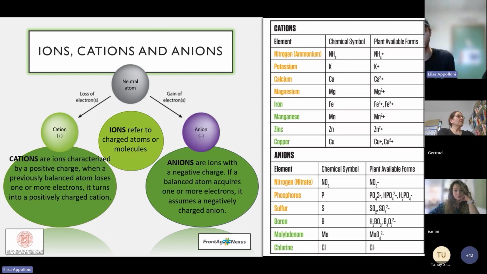Okay, now let me introduce another important concept. And this concept is the concept of ions.